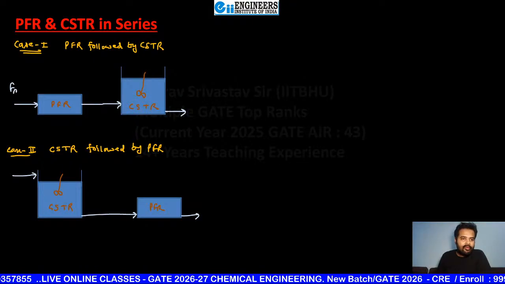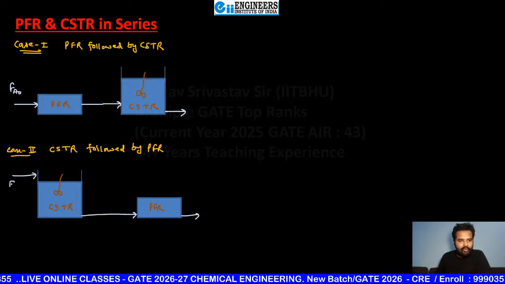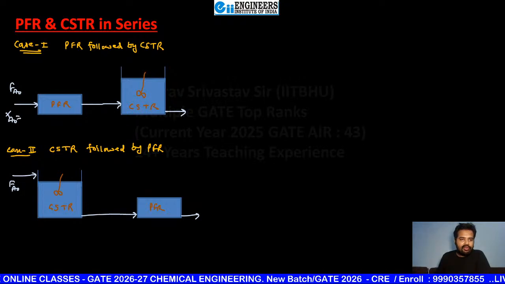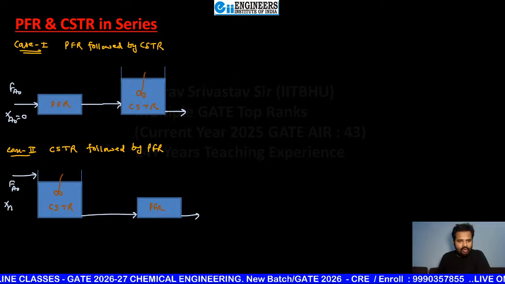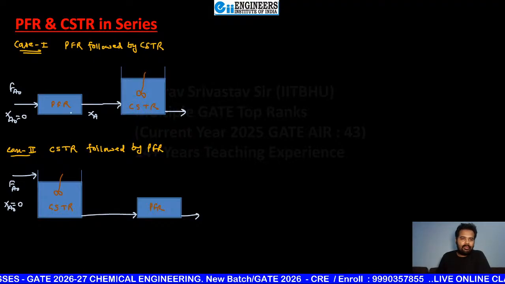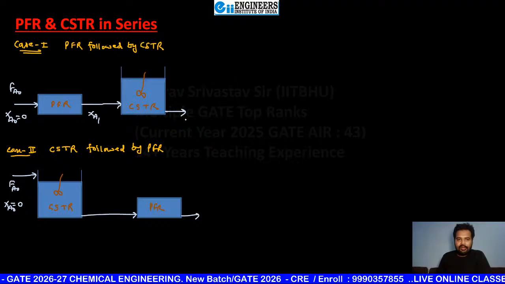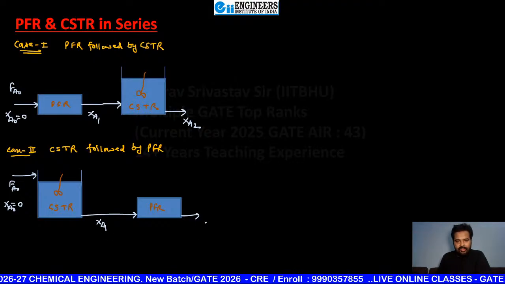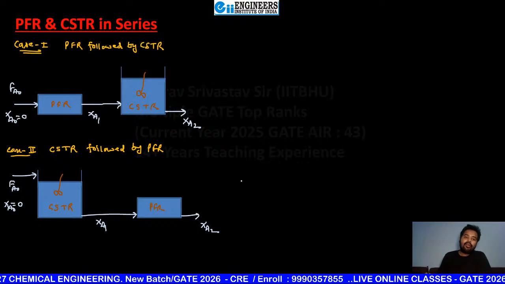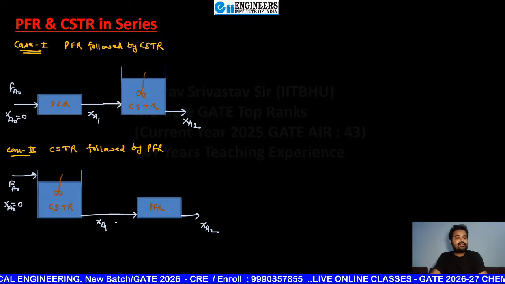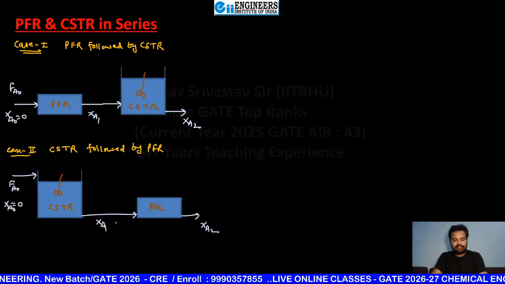The flow rate you can write same like here FA naught, here also FA naught. Here initial conversion I am assuming in both cases as 0. If it is not 0, then no need to worry. Already I told you what to do. Just the limit will be changed for this PFR. Here it is XA1, here it is XA2. Here again this is XA1 and this is your XA2. Now how to deal this? इसे कैसे डील करेंगे? So आइए देखते हैं one by one both cases.